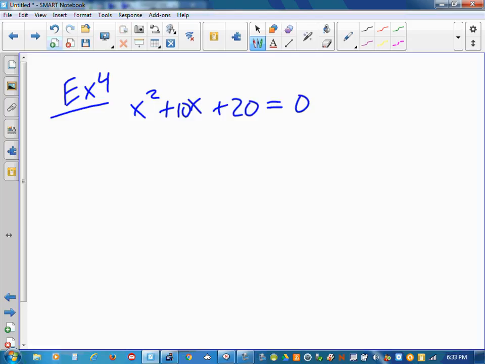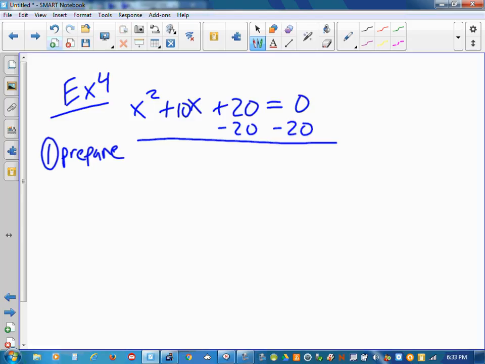So I'm going to do the completing the square process. Step 1, prepare. So I prepare by leaving a blank space here. So I'm going to move the 20 over because I have to have a place to do the completing the square stuff. So I'm going to go x squared plus 10x, leave a blank space, equals negative 20. So you see the blank space there? It's just like on the last one. Now I have to fill that up.